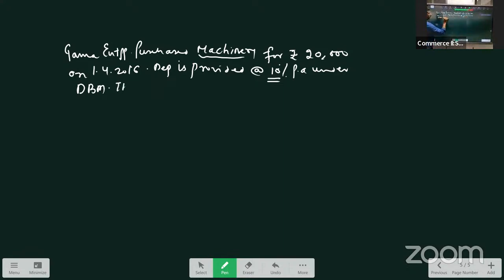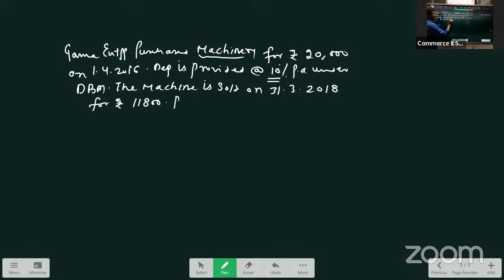The machine is sold on 31st March 2018 for rupees 11,800. Prepare machinery account. Prepare machinery account. Okay.